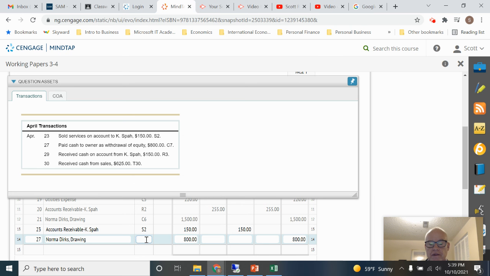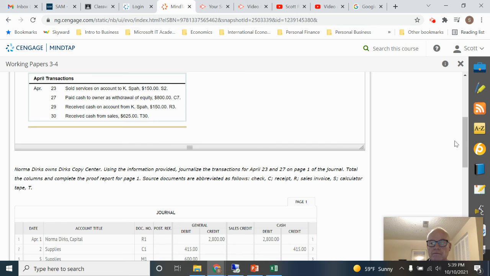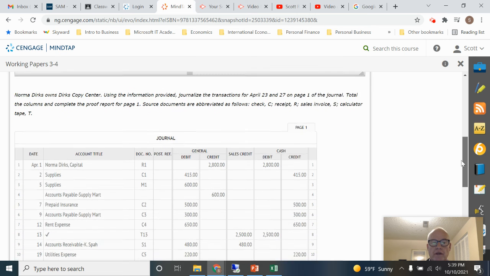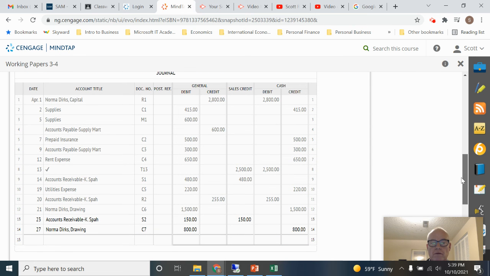Source document C7. Okay, now I just recorded the entries for C20, the 23rd and the 27th. Total the columns and complete the proof report. Okay, now I'm going to total the columns. I'm going to cheat. I don't want to get an adding machine out, add, blah, blah, blah.